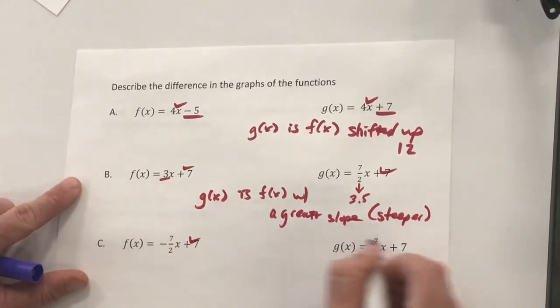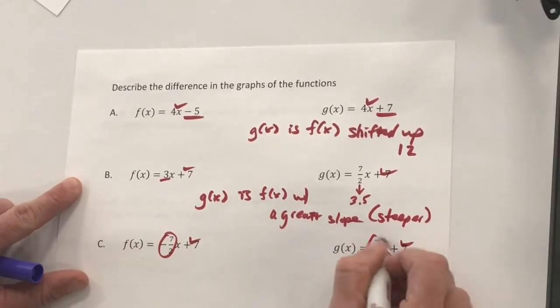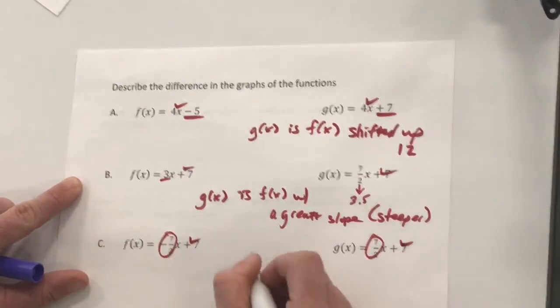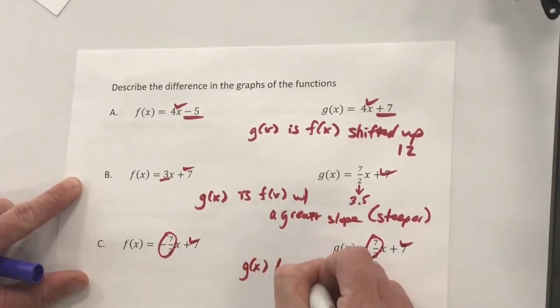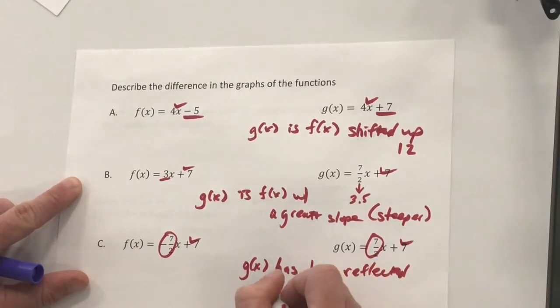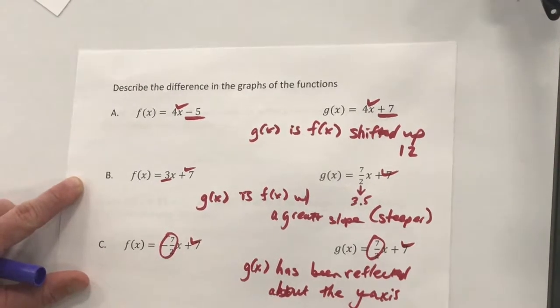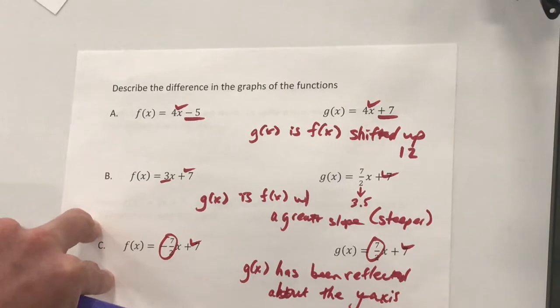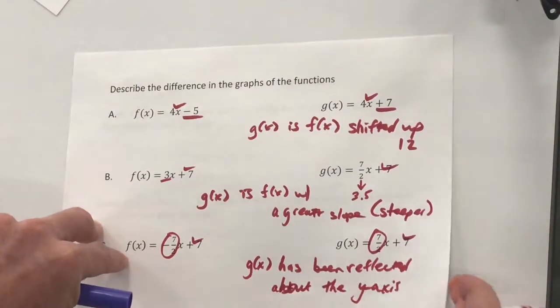Our last example, we have +7 and +7. Those are our y-intercepts. Our slopes are -7/2 and 7/2. So what we've done is reflect it across the y-axis, because these slopes are the exact same except one's positive and one's negative. Changing that sign shows us that it's been reflected.